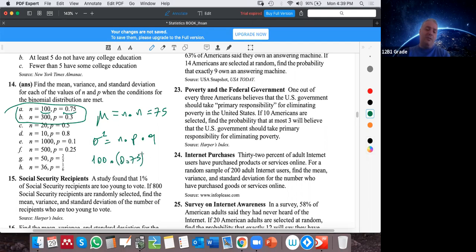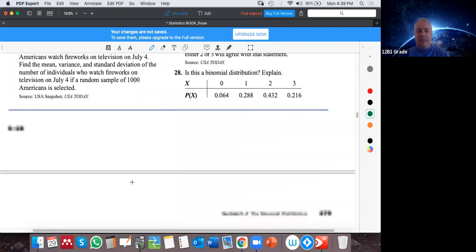If p is 0.75, what will be q? Q will be 1 minus 0.75, which is 0.25. So this result gives us 75 times 0.25, and then you can do the calculation. What about the standard deviation? The square root of this result will be the standard deviation.